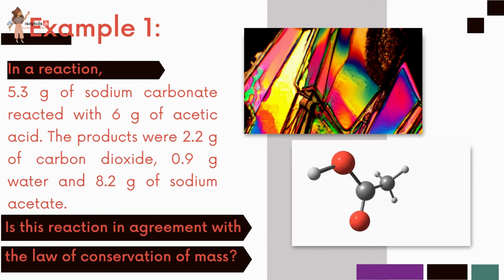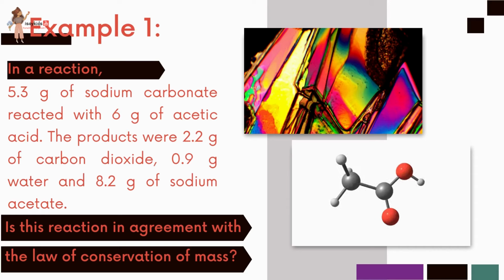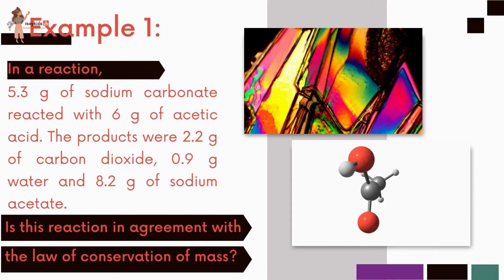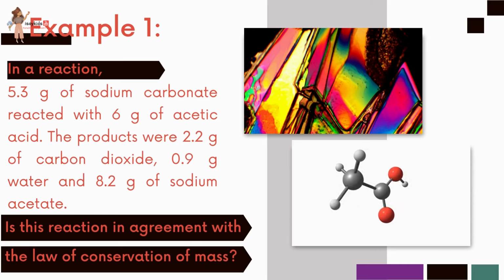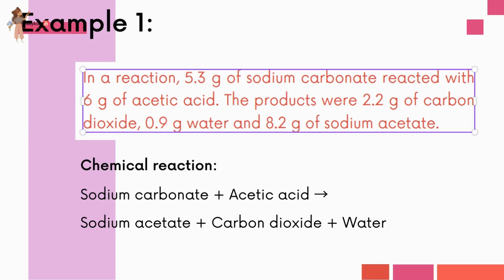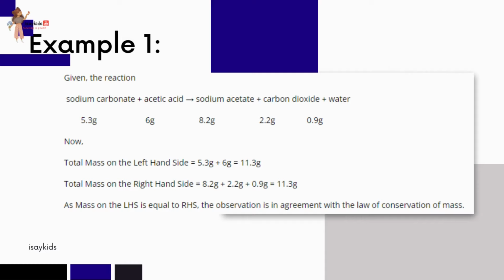For example, in a reaction, 5.3 gram of sodium carbonate reacted with 6 gram of acetic acid. The products were 2.2 gram of carbon dioxide, 0.9 gram water, and 8.2 gram of sodium acetate. Now we need to show that these observations are in agreement with the law of conservation of mass. In the given reaction, sodium carbonate reacts with acetic acid to produce sodium acetate and carbon dioxide and water. Now, total mass on the left hand side is 11.3 grams, and so is the total mass on the right hand side. Thus, it is in agreement with the law of conservation of mass.